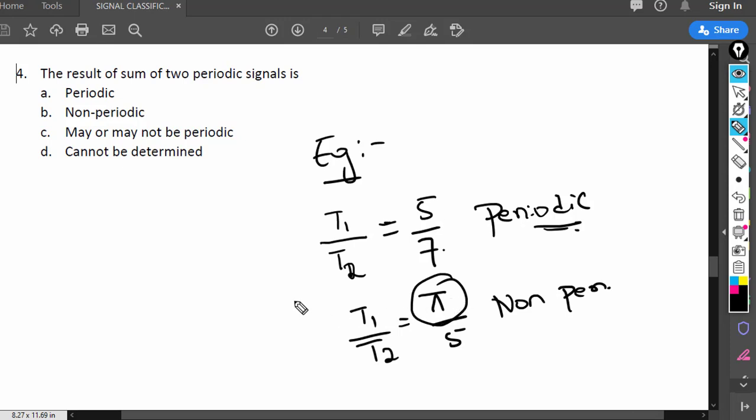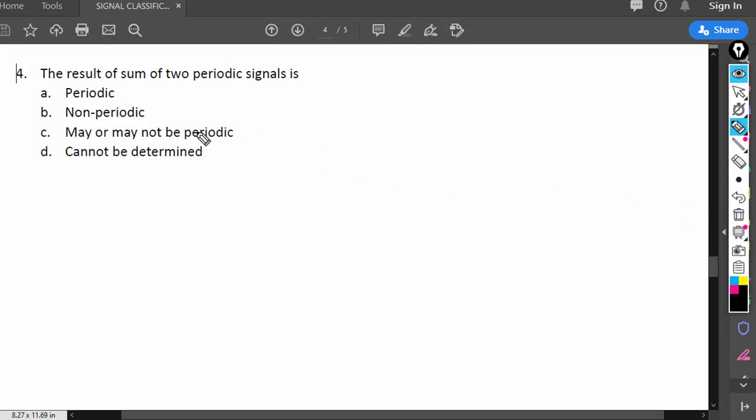Why? Because it is not rational, because the numerator is not an integer, it is a fraction, 3.142 something, right? Or sometimes T1 may be square root of 7 and T2 may be 3. In that case also, square root of 7 is not an integer, so it is non-periodic. Summary: the sum of two periodic signals may or may not be periodic depending upon the ratio T1 by T2. If the ratio T1 by T2 is rational, then the signal is periodic, otherwise it is non-periodic. So the right option is option C.